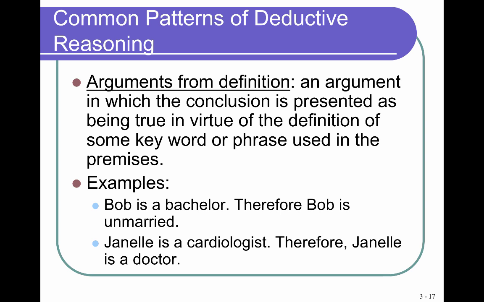In this type of deductive argument, the conclusion is presented as being true by definition of some key word or phrase, either the dictionary definition or the commonly accepted definition of the word or the phrase. Here are some examples. Bob is a bachelor, therefore Bob is unmarried. The definition of bachelor is commonly accepted to be that of an unmarried man, so the conclusion logically follows. Janelle is a cardiologist, therefore Janelle is a doctor. A cardiologist is a kind of doctor, so the conclusion that Janelle is a doctor logically follows from that.